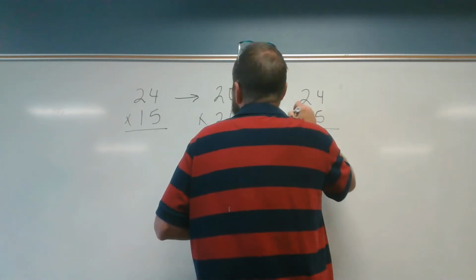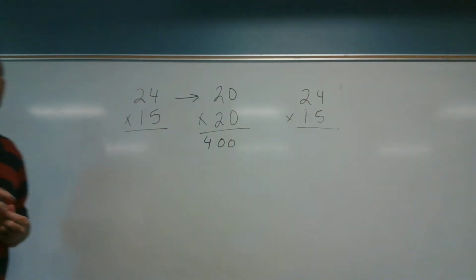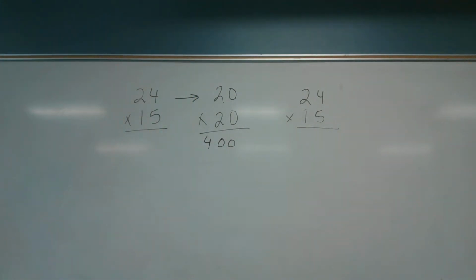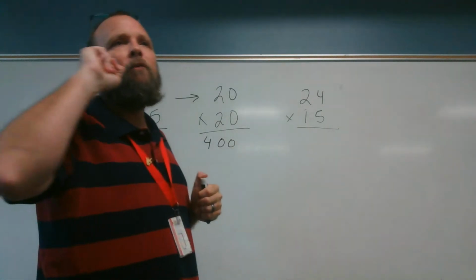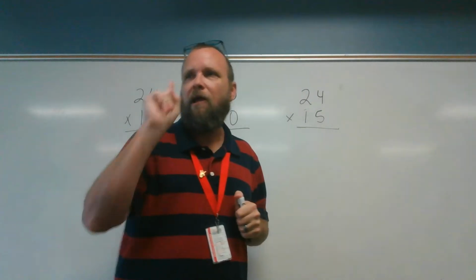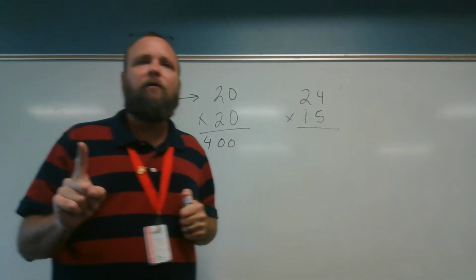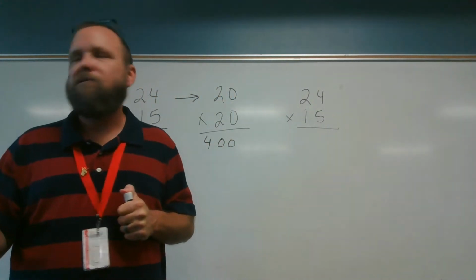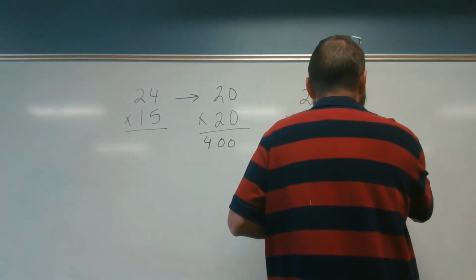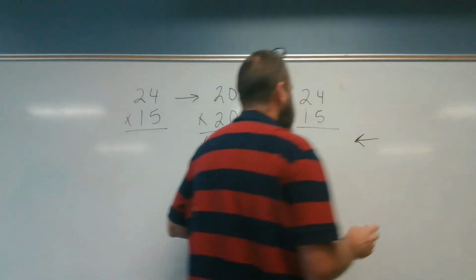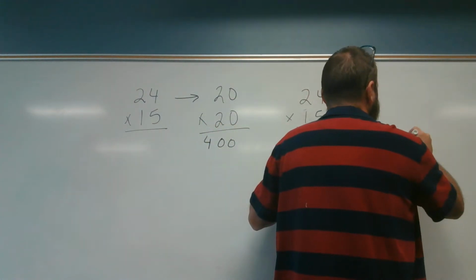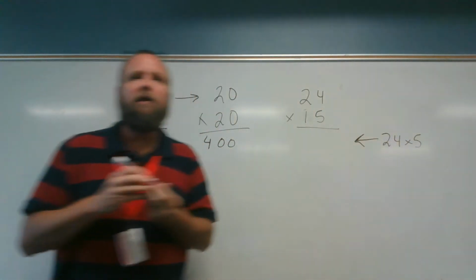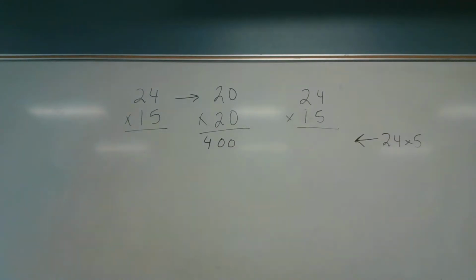We have our factors 24 and 15. As I've said, you're only multiplying one digit by one digit every single time. It doesn't matter how big the problem is. So we're going to start, this first line is 24 times 5. That's all it is. If we break it into pieces, that is 24 times 5.